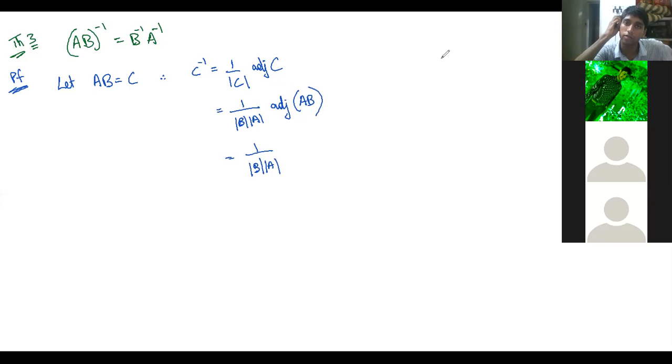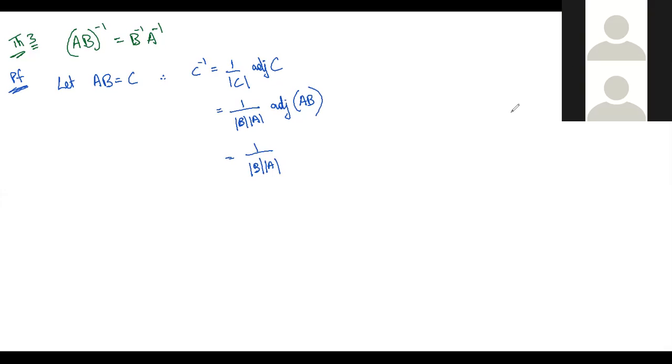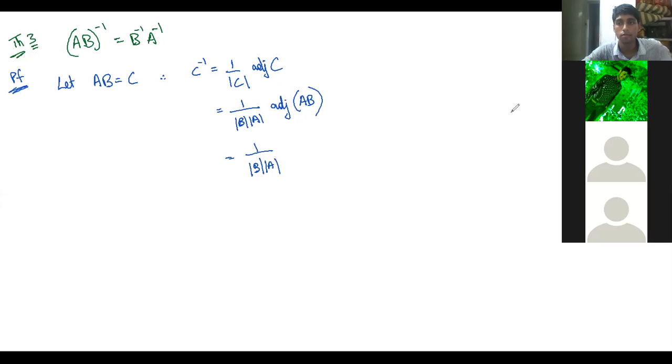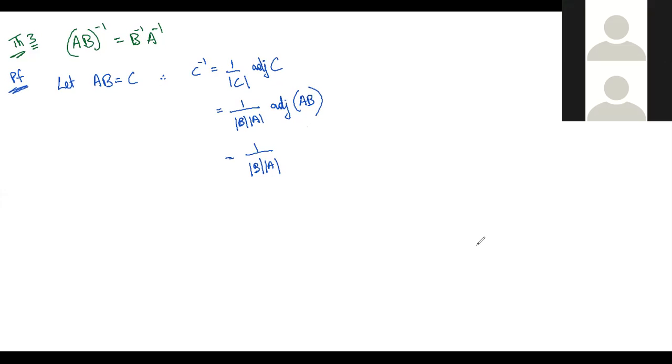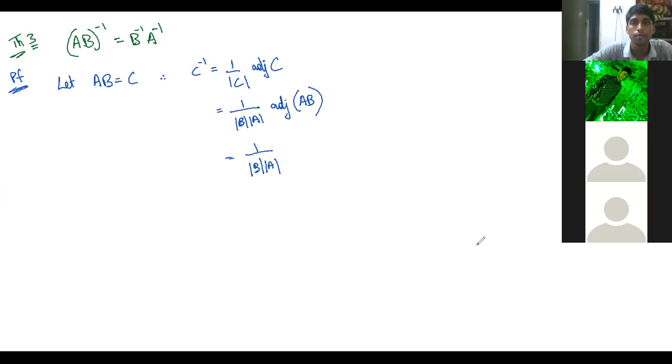What is the definition of adjoint of a matrix? Anyone? If you don't speak, it's very, very boring actually. What do you mean by adjoint of a matrix? Transpose of the cofactor matrix. Yeah.